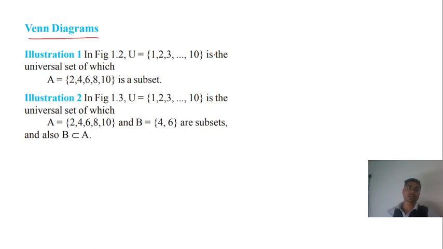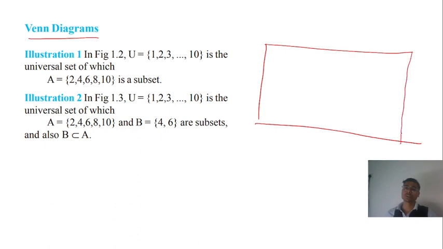So what's the Venn diagram? A Venn diagram is a visual, graphical, pictorial representation of sets. The Venn diagram is generally drawn in a rectangle, which is the universal set, and all the other sets are represented in circular regions. I will show you how to draw two different questions.